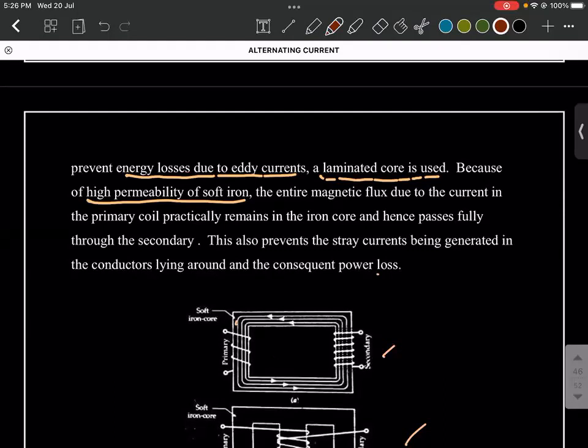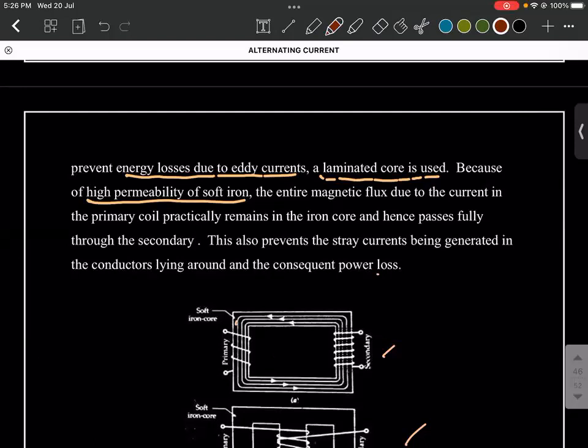Retentivity means it cannot retain magnetism, but at the same time, its permeability is very high. What do you mean by permeability? The allowance that it gives for the magnetic field to pass within itself. That is going to be high. You cannot control it because it's a ferromagnetic substance. Is that clear? So it has high permeability.